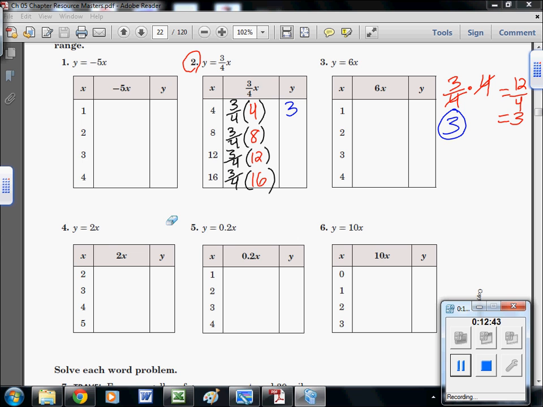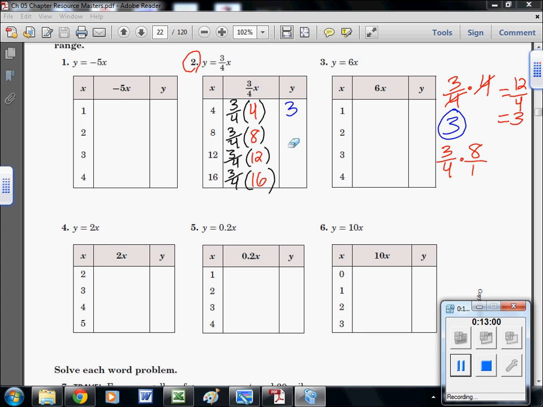Some of you may be like, okay, well, if we multiply by 4 and it equals 3, well, if we multiply by 8, well, 8 is double 4. So this one is going to be double 3. So we already know it's going to be 6, but let's make sure we understand we can prove it. So 3/4 times 8.